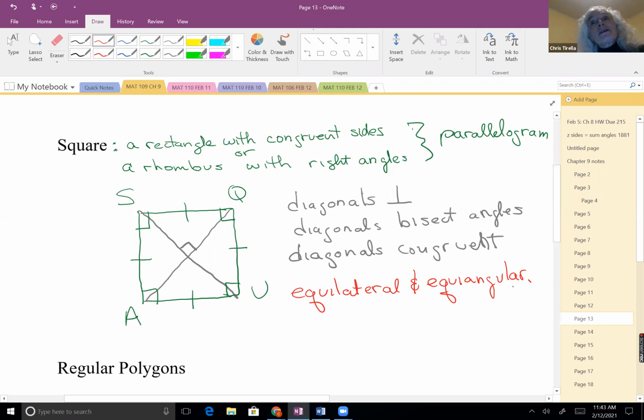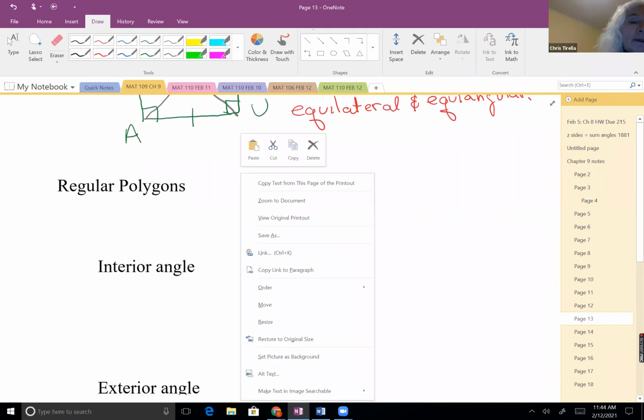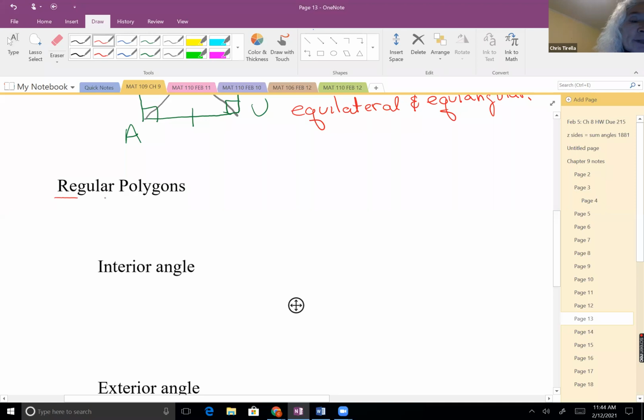Is everybody familiar with squares and all of the magic properties, special properties they have? Can I move on? Are you guys all right? Not hearing any questions. Then the next definition that we have is that of a regular polygon.